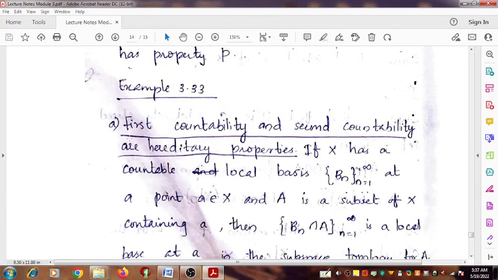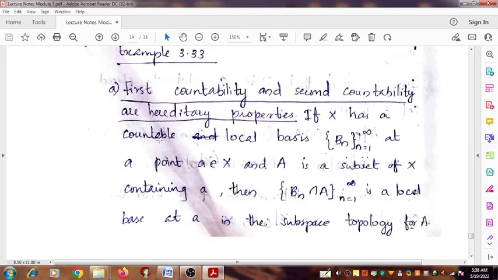First of all, first countability and second countability are hereditary properties. So how can we justify that? For that, let's first consider proving that first countability is a hereditary property.